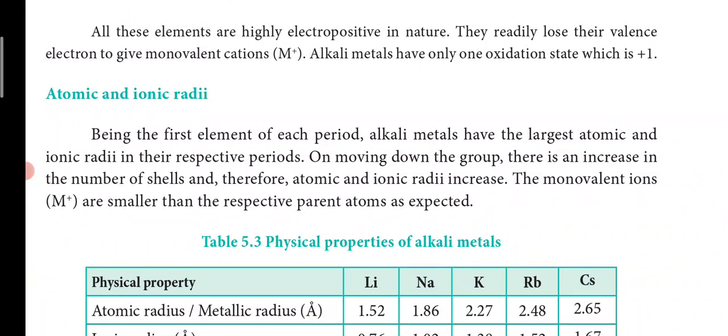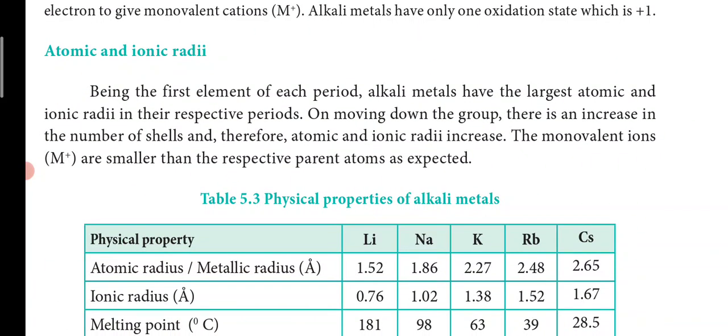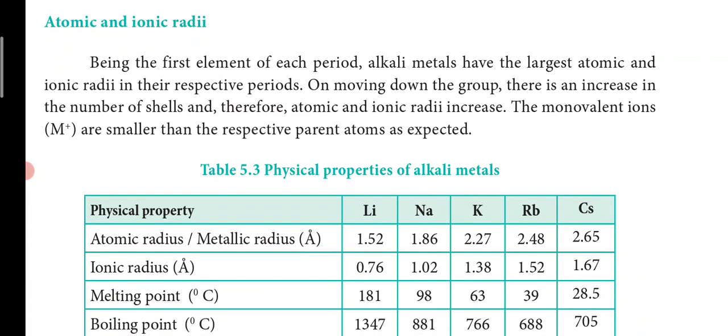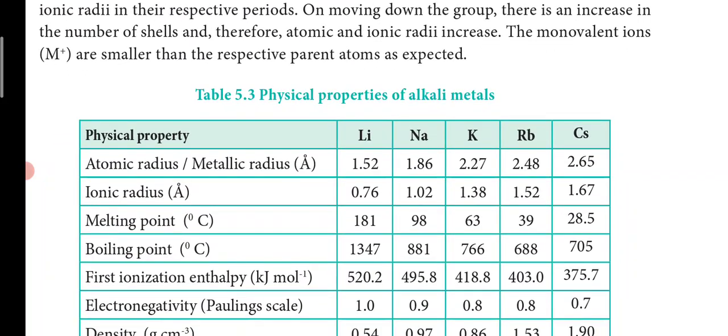Okay, these monovalent ions are smaller than the respective parent atom as expected. After removal of an electron, the size of the ion is much smaller than the actual element, because the number of shells is reduced.